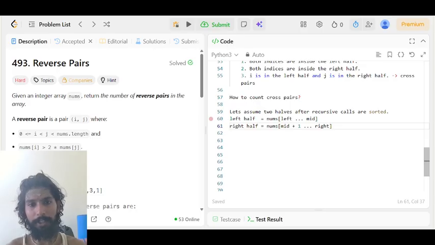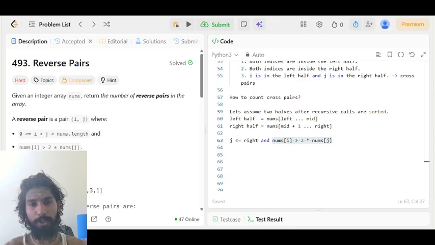Because both halves are sorted, we can use two pointers. We keep one pointer i in the left half and another pointer j in the right half. For each i we move j while this condition is true: nums[i] is greater than 2 times nums[j]. So for each i we move j while this condition is true.